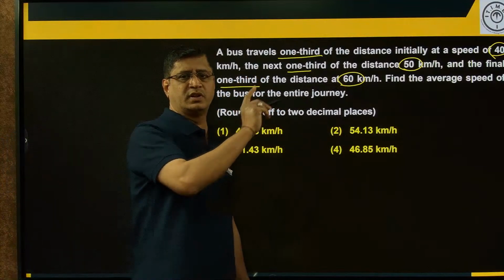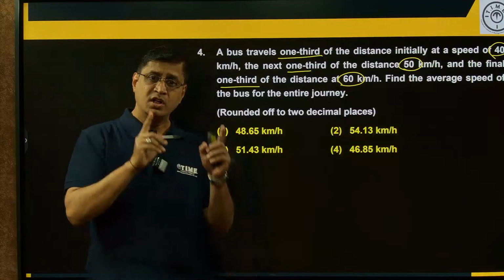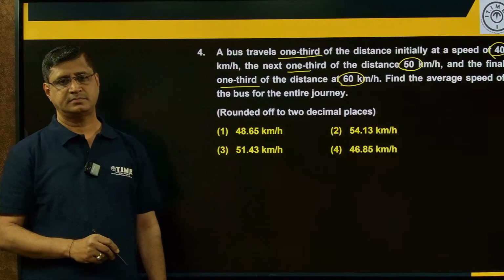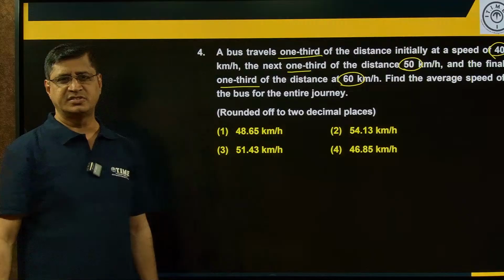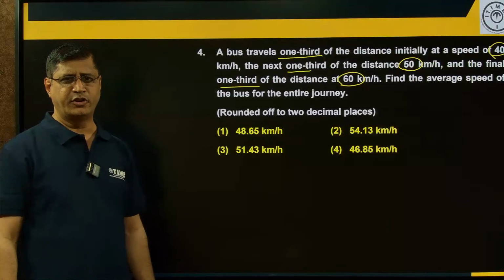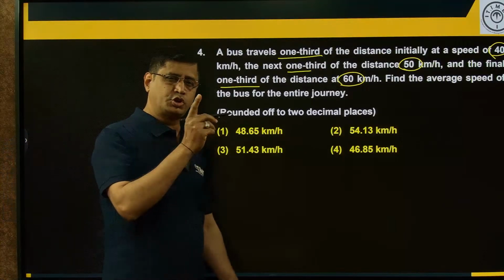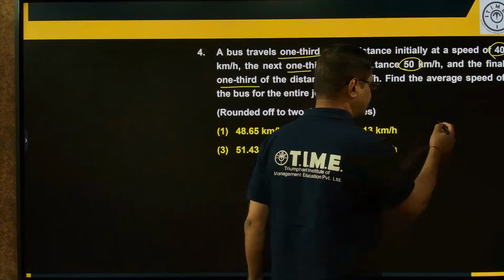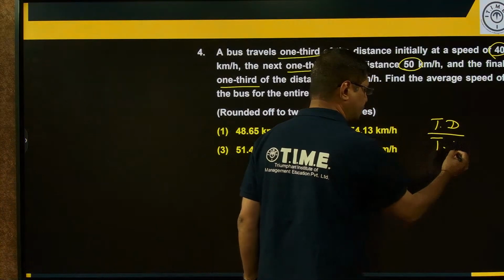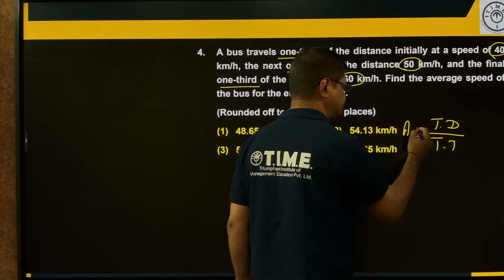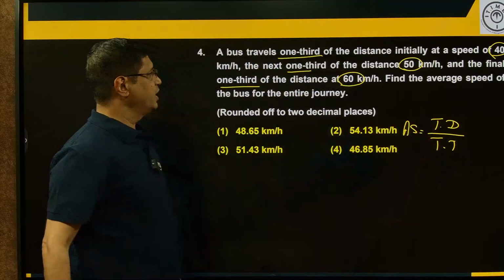1/3, 1/3, 1/3 means the total distance is divided into 3 equal parts. The first speed is 40, second speed 50, next is 60. What is the average speed for the entire journey? It means total distance by total time. Total distance by total time will give the average speed. Okay, what is the total distance?